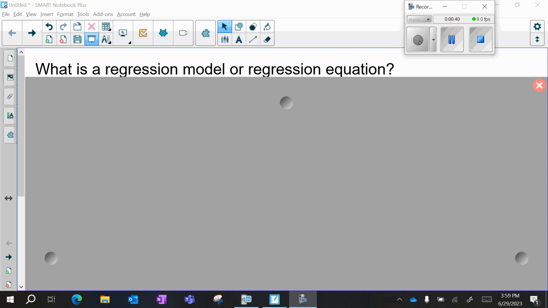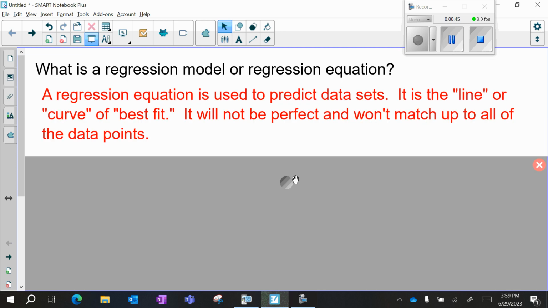So what is a regression model or a regression equation? A regression equation is used to predict data sets. It's a line of best fit or a curve of best fit. Remember that it's not going to be exact. It's not going to be perfect. So it's not going to go through every single data point, but it's going to have the best approximation. Some are going to be above the line, some are going to be below the line, or some are going to be above the curve and some are going to be below the curve, because we're not just talking about linear regression, we're talking about all different types of regression.